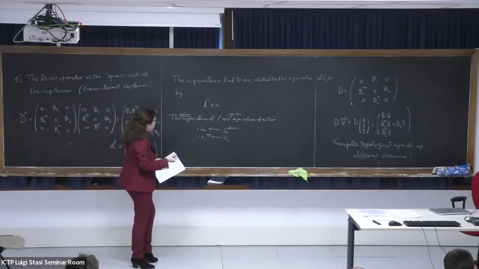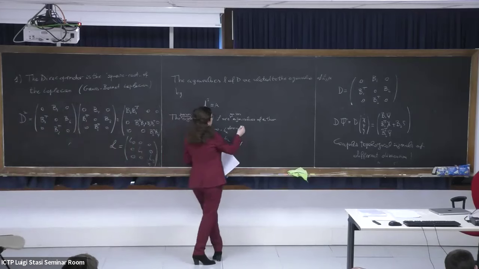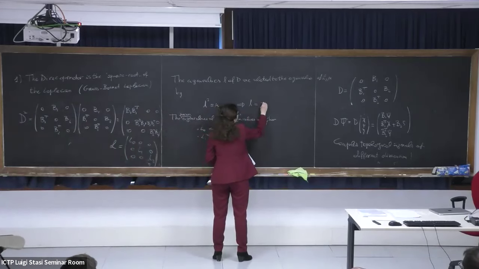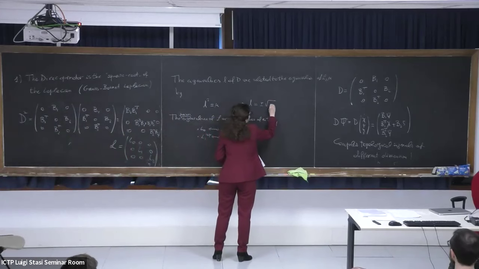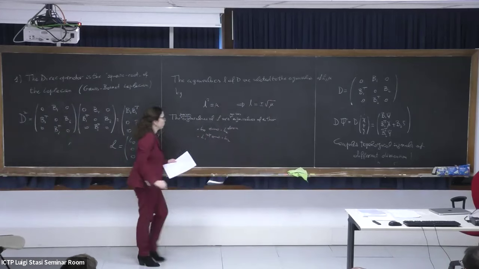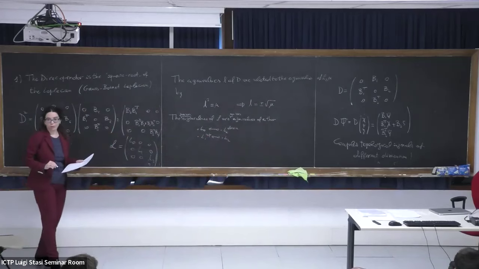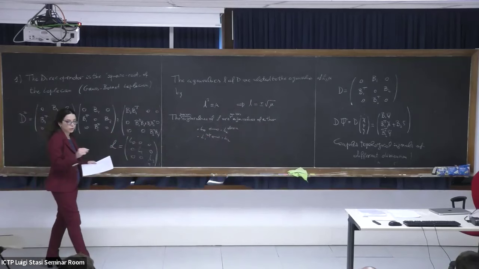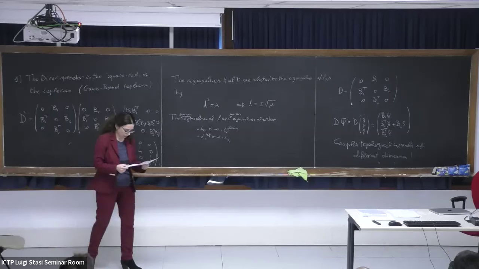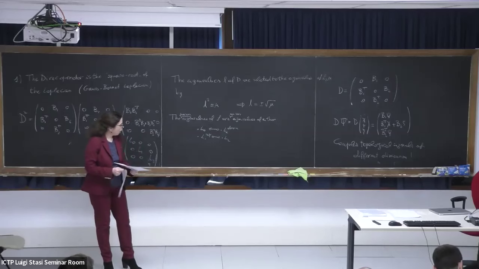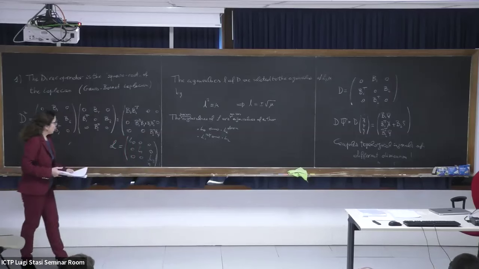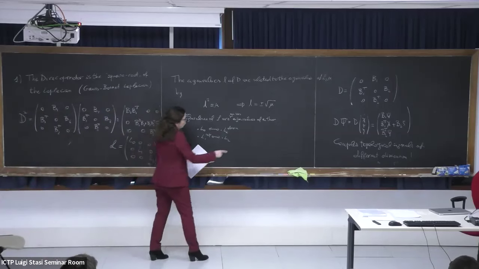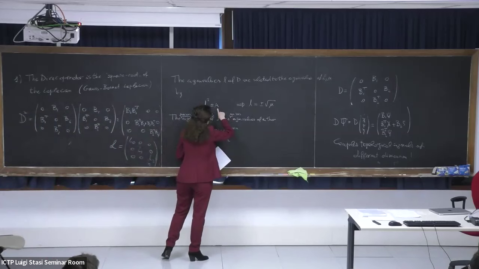Really, you can convince yourself that what happens for the Dirac operators is that the eigenvalues are plus or minus square root. So this twofold degeneracy: one becomes plus square root of rho and the other becomes minus square root of rho. And of course, this is true always.